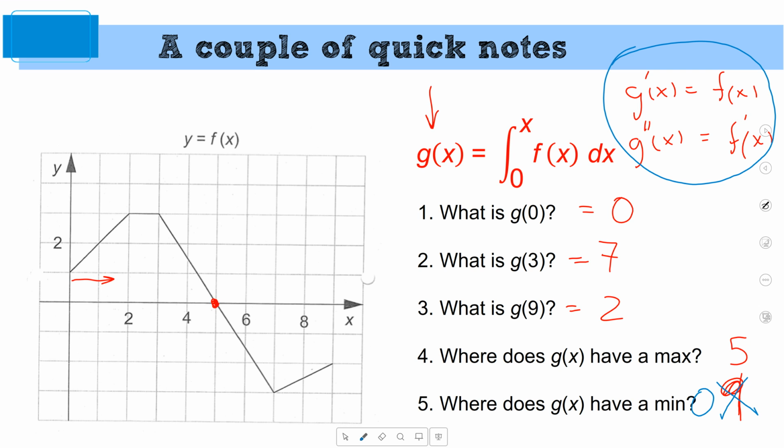Now notice, however, if this region, let's call that region 1, was bigger than region 2, then the minimum would have to be at the right endpoint. Because that would be the place where there's the most negative amount of area.